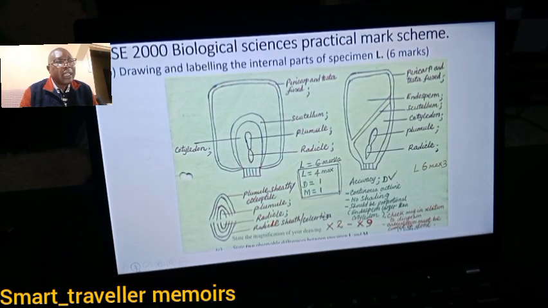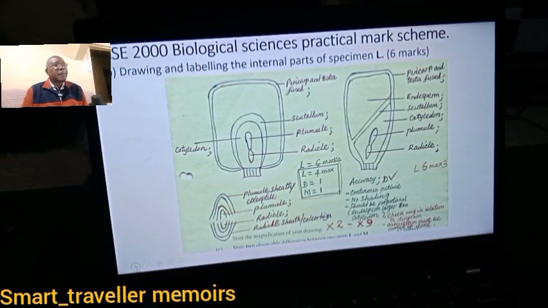How do you get the 6 marks? Label 4 marks maximum. Although the labels are 6 marks, you give 4 maximum. Drawing mark or accuracy mark is 1, and magnification is 1. Magnification lies between 2 and 9.